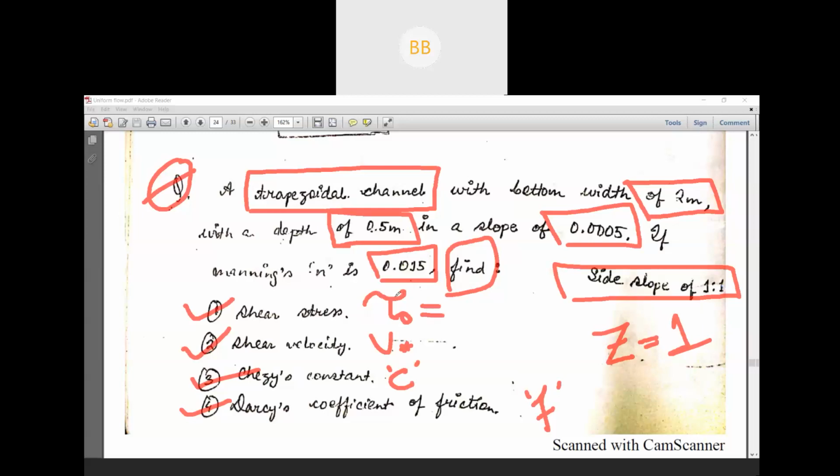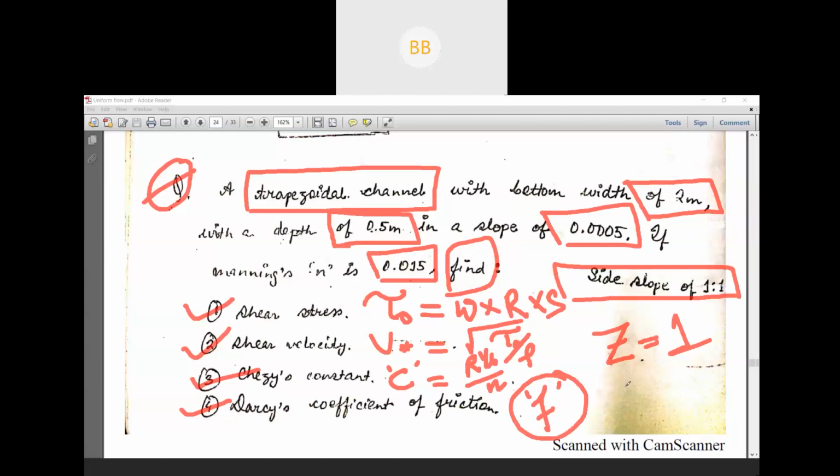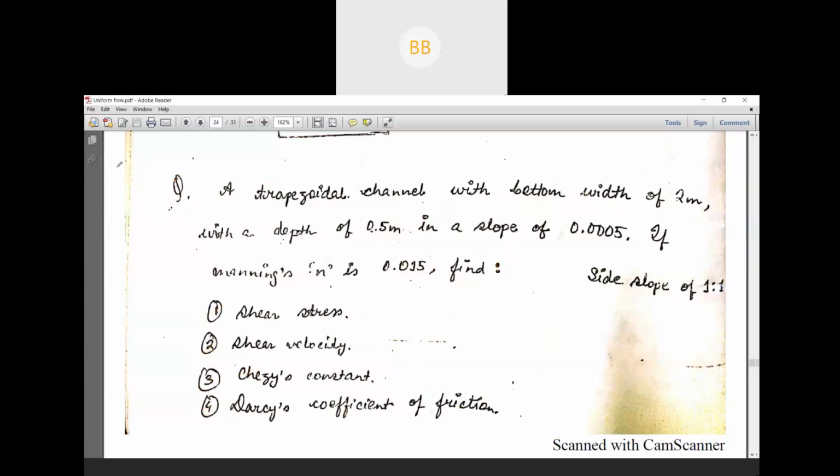Here shear stress, we all know, is specific weight multiplied by R into slope. Shear velocity is root over tau, or you can say shear stress divided by density. As Manning's n is given, you can find out this Chezy's constant, that is R to the power 1/6 divided by n. And Darcy's equation, you use to find out f: h_f equals 4 f L V square by 2 g D. So you start solving this numerical.